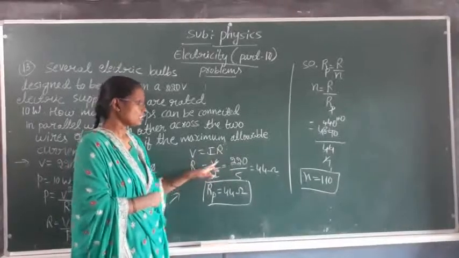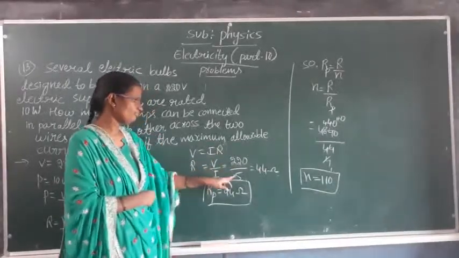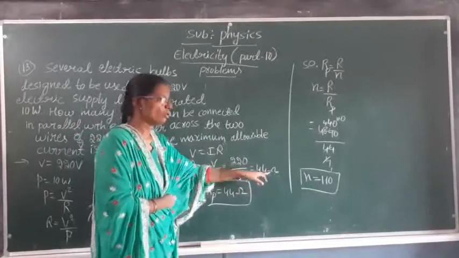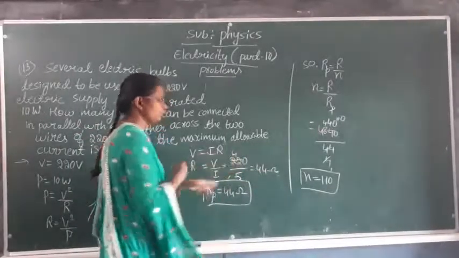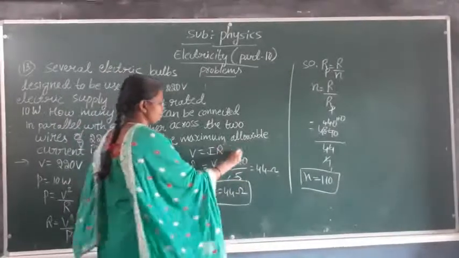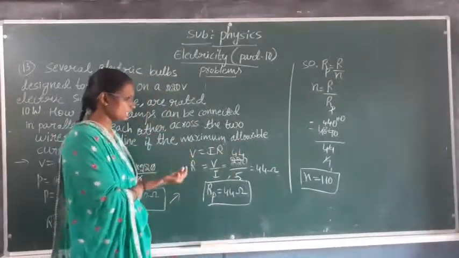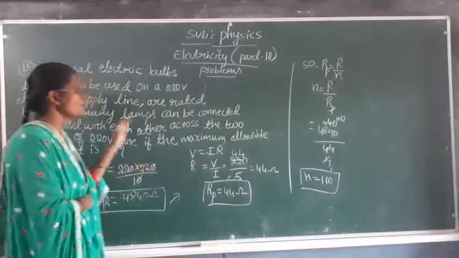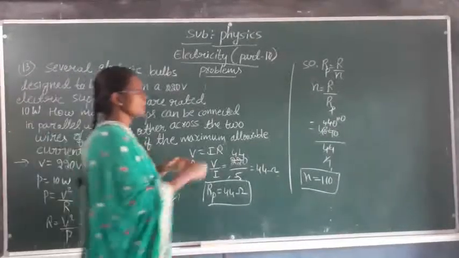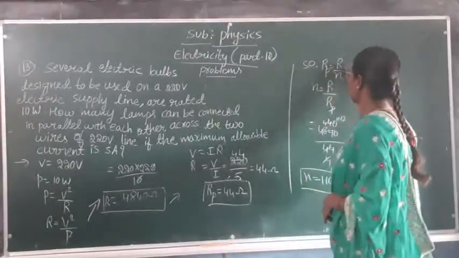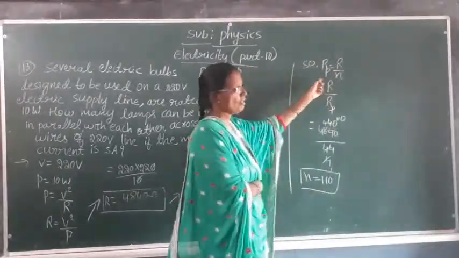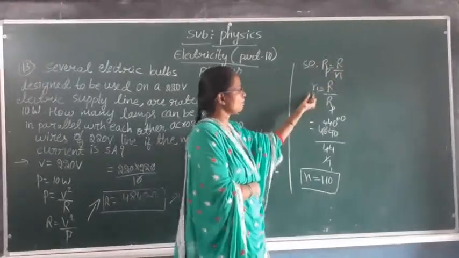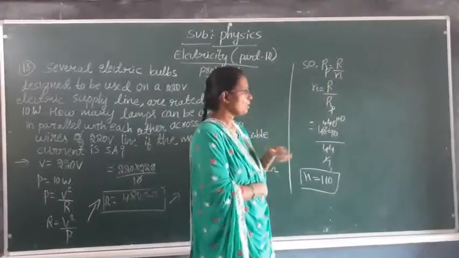Substitute values. V is 220 and current is 5 ampere. Cancel, and you get 44 ohm. 5 ones are 5, 5 fours are 20, 2 remains, so 0 is at 20. Again 5 fours are 20. So the resultant resistance is 44 ohm. Now we have to calculate how many electric bulbs are connected. The formula is Rp is equal to R divided by N. Substitute values: Rp we know, R we know, and we have to find N. Then the formula becomes N equal to R divided by Rp. So what is the R value here?